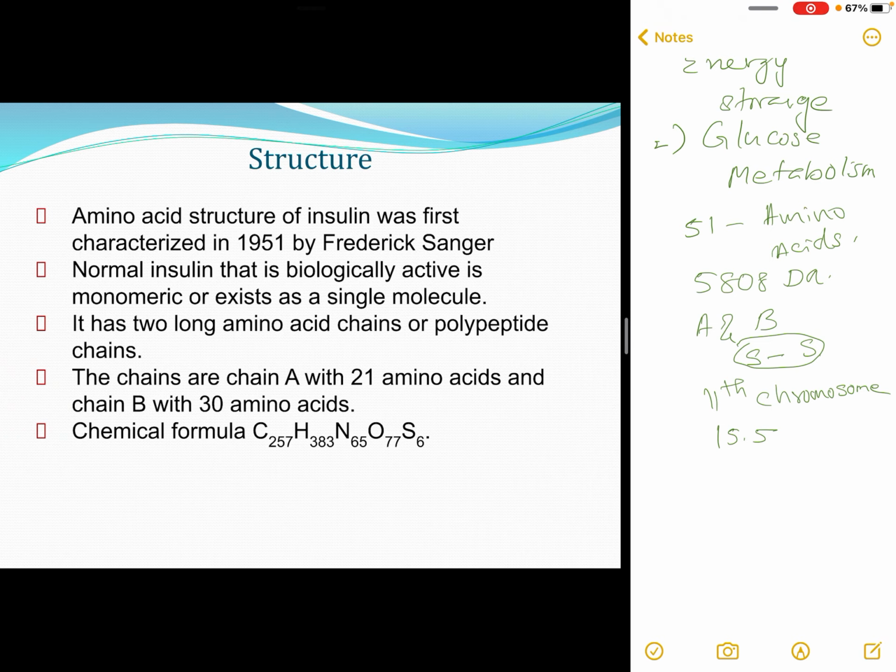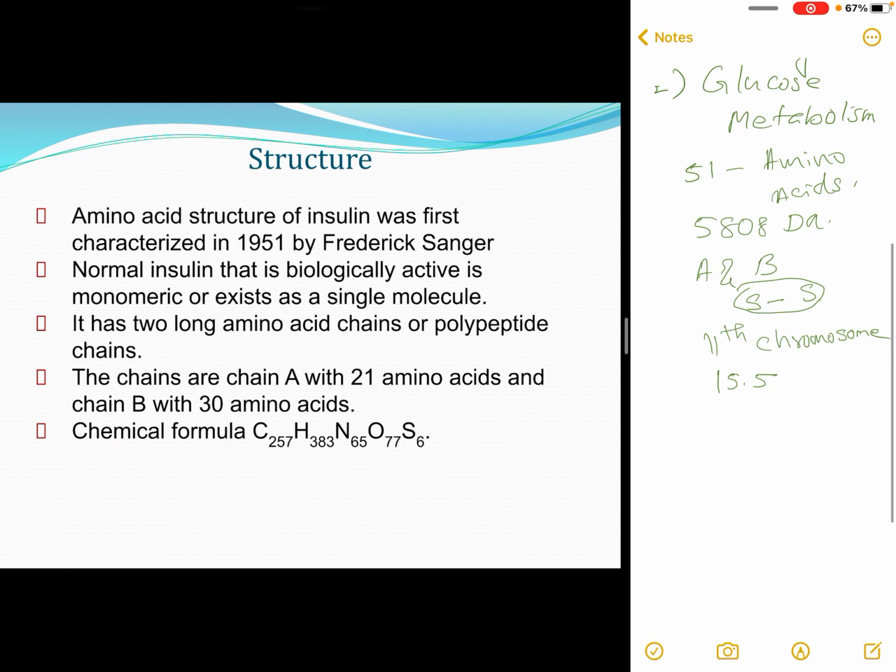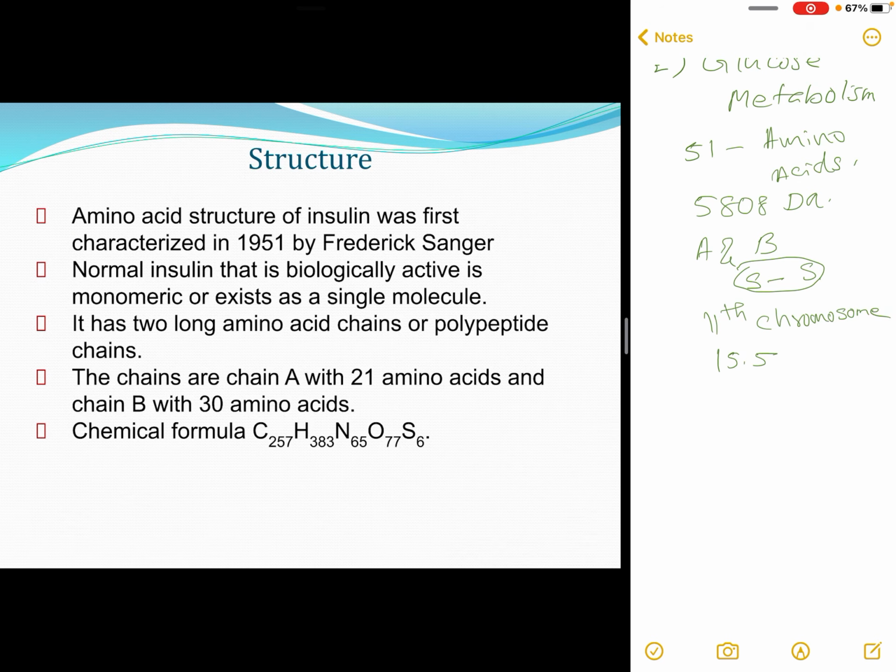We can see the chemical formula of human insulin over here: 257 carbon atoms, 383 hydrogen atoms, 65 nitrogen atoms, 77 oxygen atoms, and only 6 sulfur atoms. All these 6 sulfur atoms are involved in disulfide bonds. That is a very curious factor we can observe. The 6 sulfur atoms participate in 3 disulfide bonds.